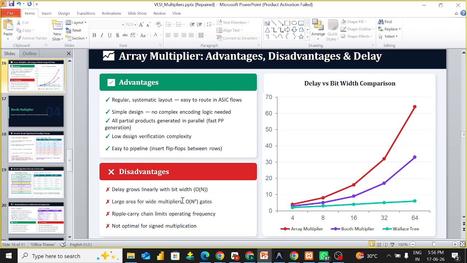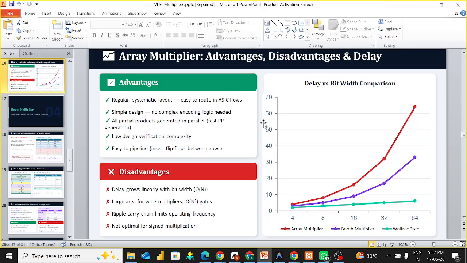Large area for wide multipliers: like I said, it also does addition inside. So if you are operating on 32 bit, 16 bit or 64 bit, then obviously the number of gates inside will increase. So that's why the area consumption also increases. Ripple carry chain limits operating frequency, that's what I said, right? Propagation delay is there because you are using ripple carry full adders. And it is not optimal for signed multiplication. Okay, so these are some disadvantages present inside array multipliers.